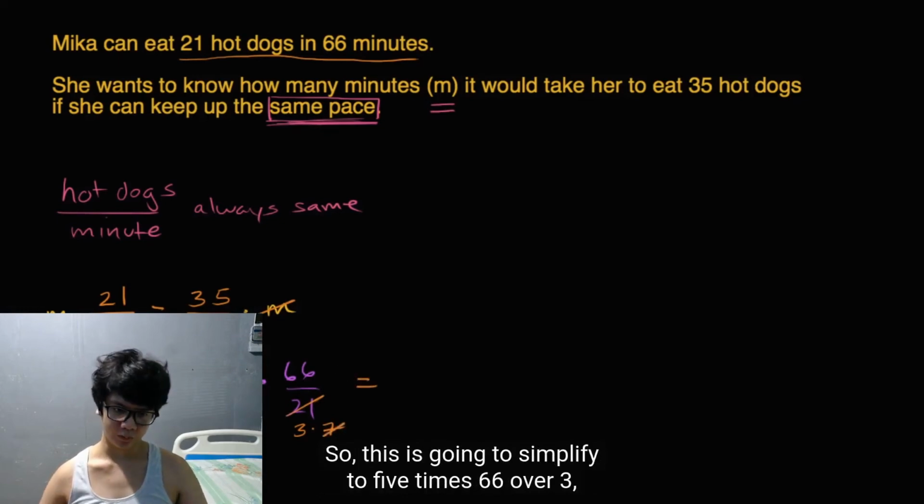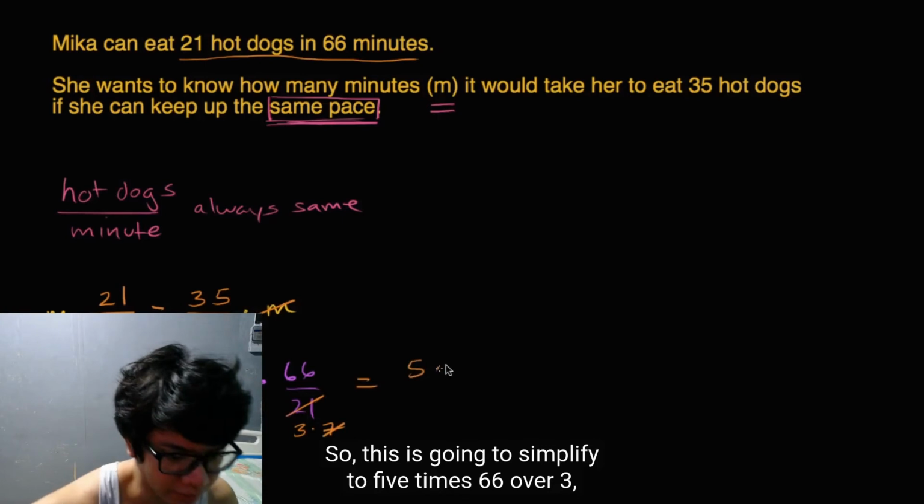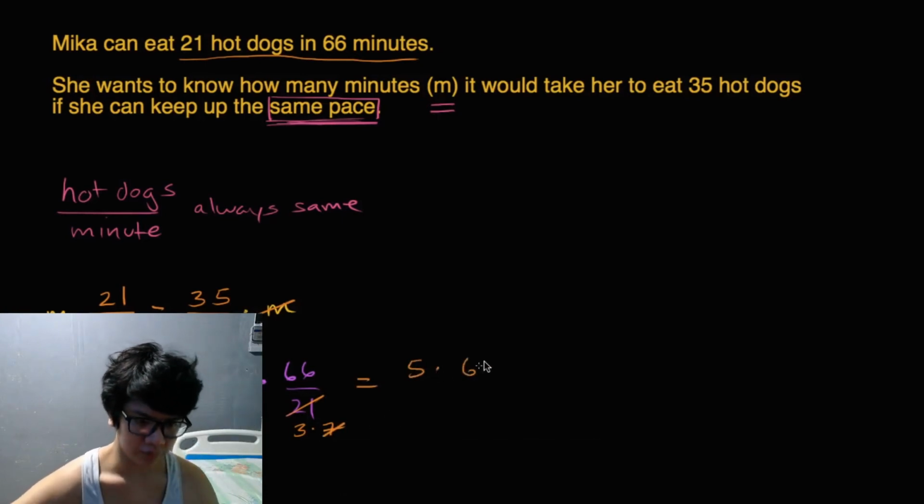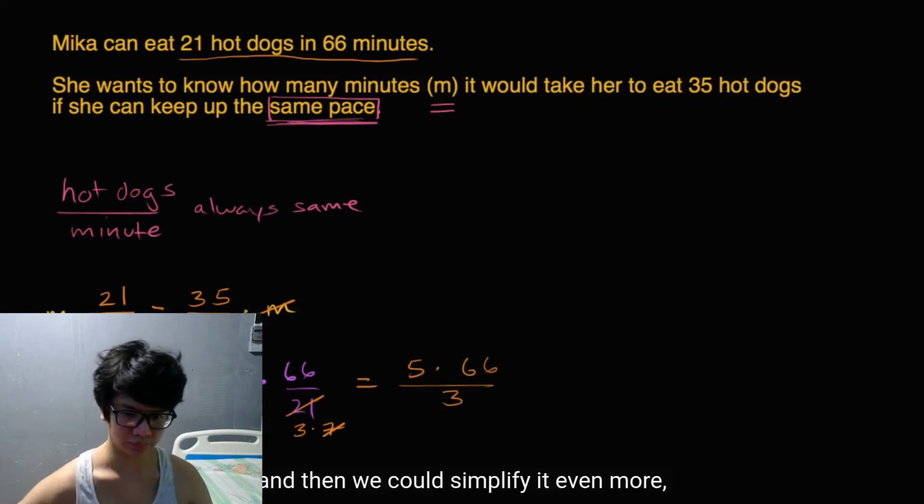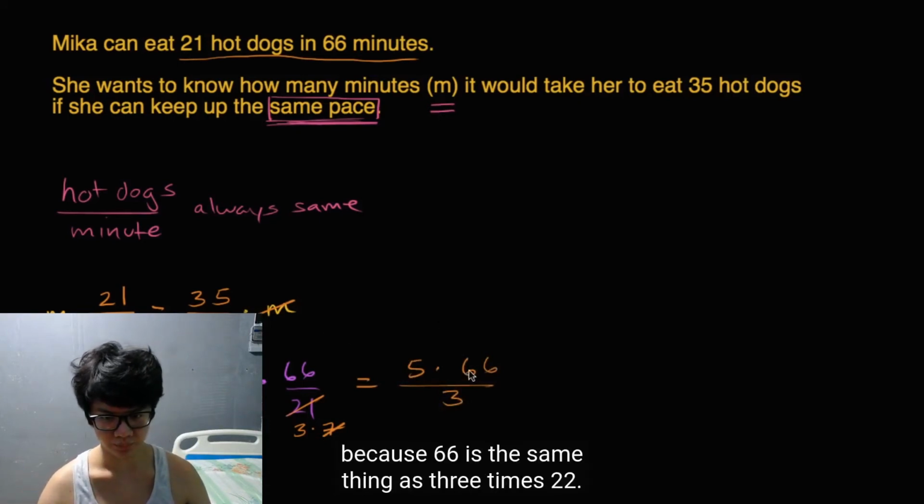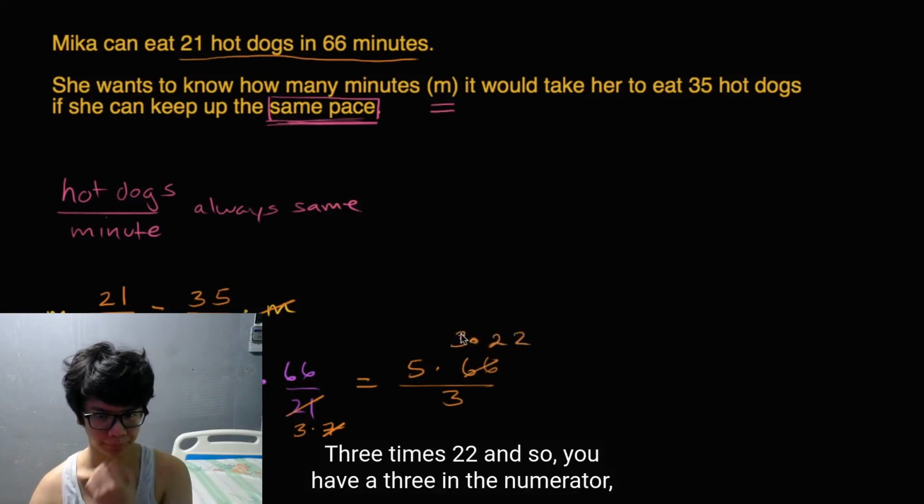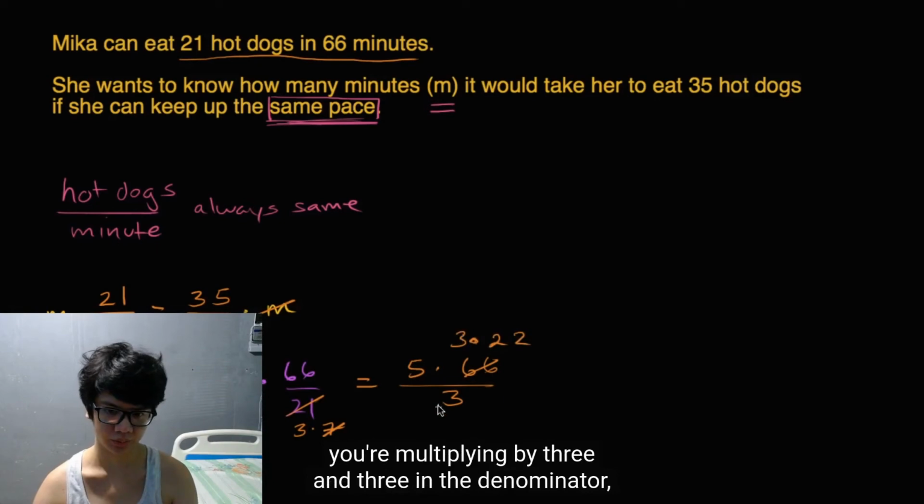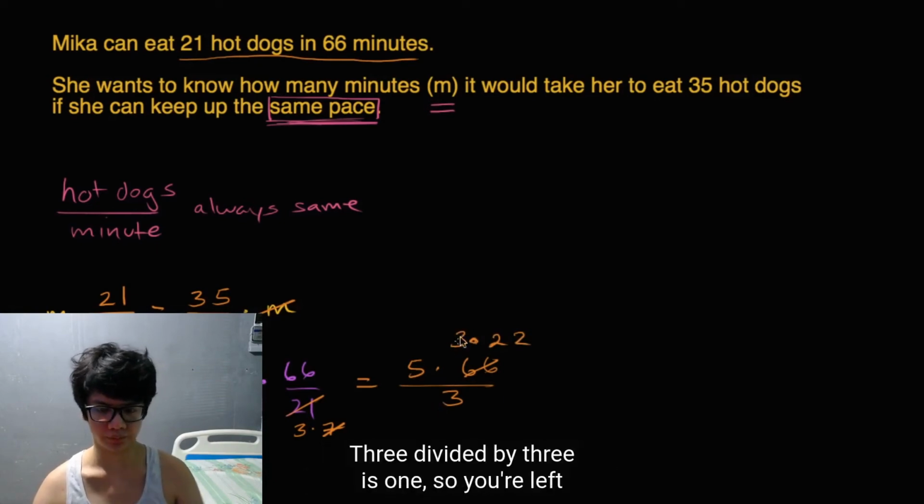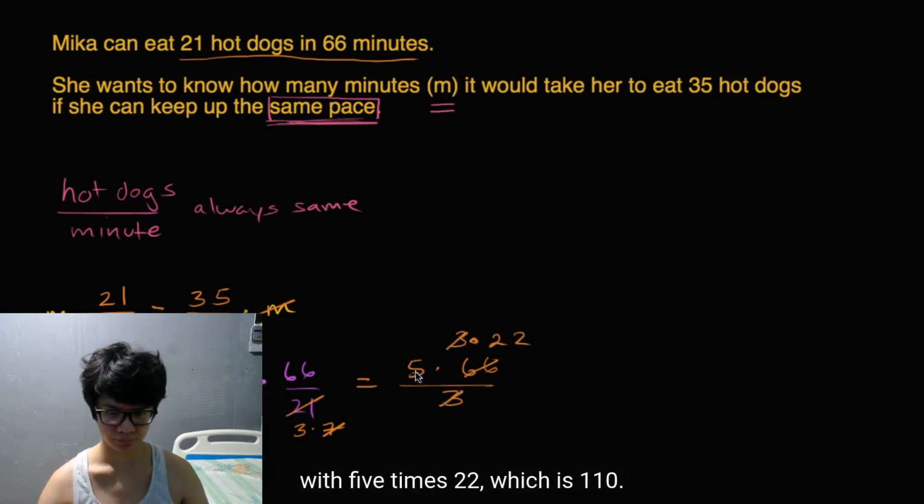So this is going to simplify to 5 times 66 over 3, and then we could simplify it even more, because 66 is the same thing as 3 times 22. So you have 3 in the numerator, you're multiplying by 3, and 3 in the denominator, dividing by 3. 3 divided by 3 is 1. So you're left with 5 times 22, which is 110.